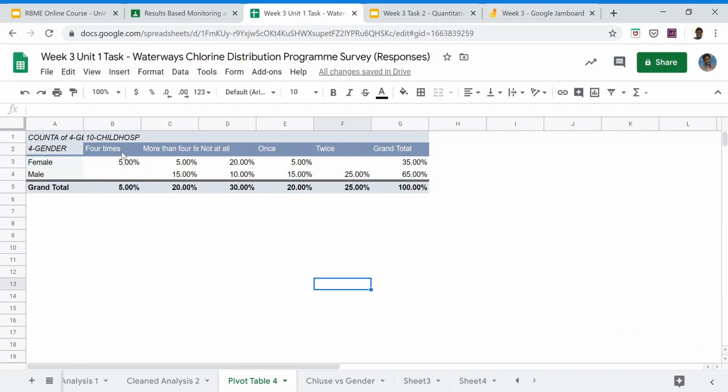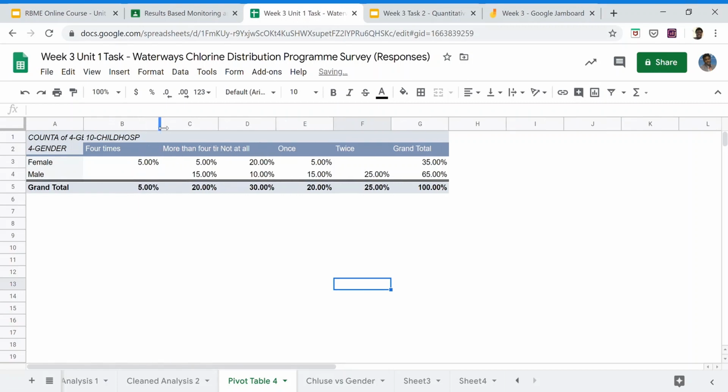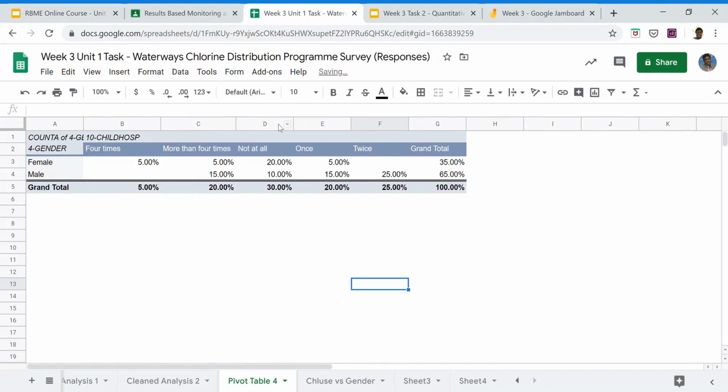So 4 times, those that have children that have gone to the hospital 4 times in the last 2 months, there were only 5% of them. What about ones? Let's see. So this is clear. One says just 20%. What's the least? More than 4 times. Interesting. So not at all is actually 30% said, oh, okay, that's great.